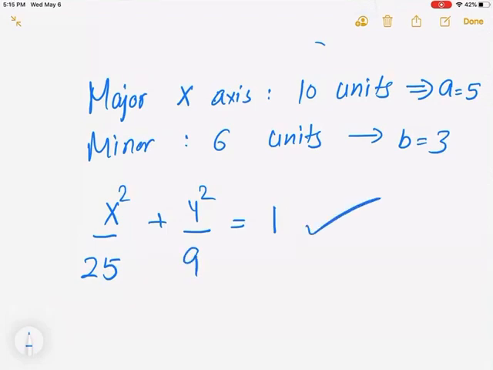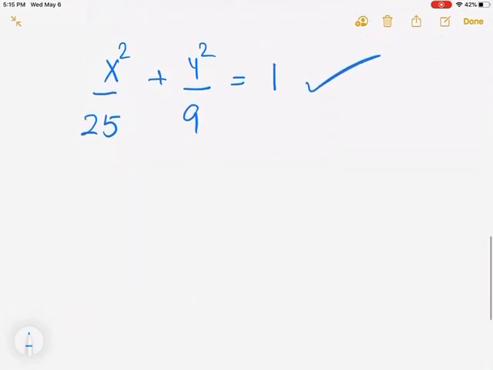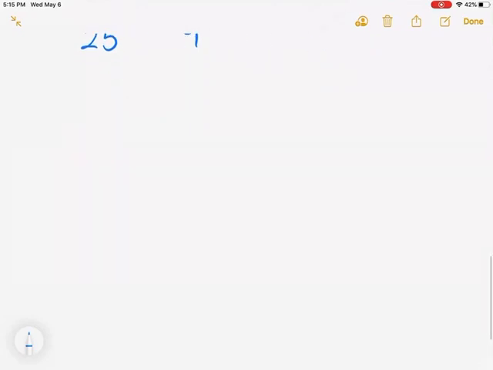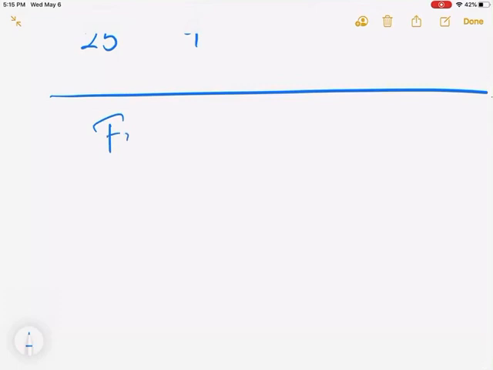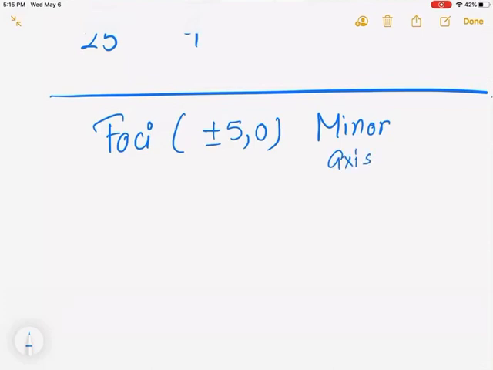All right, here comes the last one. Slowly and steady, getting there. So the last one I have is, this time it tells you the foci point. So foci is plus and minus 5, 0. And the minor axis length is 12 units long. So minor axis is 12 units long. Foci is plus and minus 5, 0.